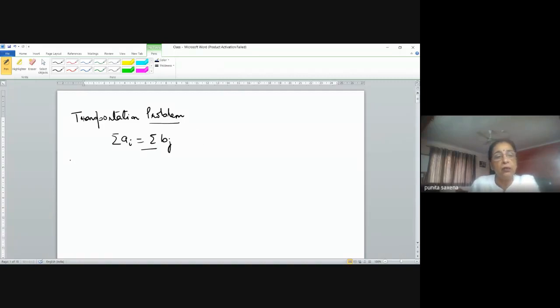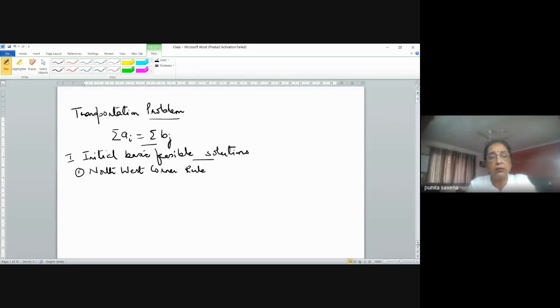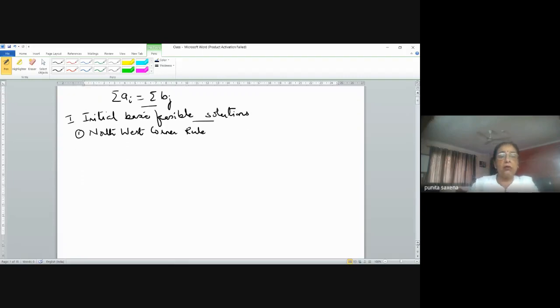Now, the first step would be to look for the initial basic feasible solutions. So we'll be discussing the various methods in which we can find the initial basic feasible solutions for the given balanced transportation problem. There are three methods that we'll be talking of: the northwest corner rule, least cost, and Vogel's approximation. We'll come to those later, but let's start with the northwest corner rule.